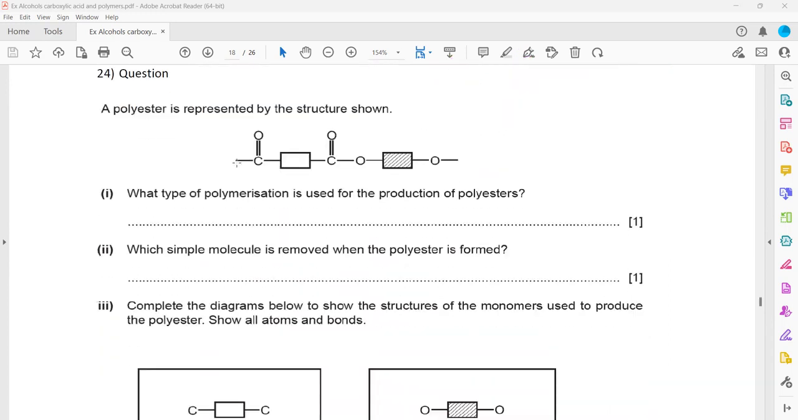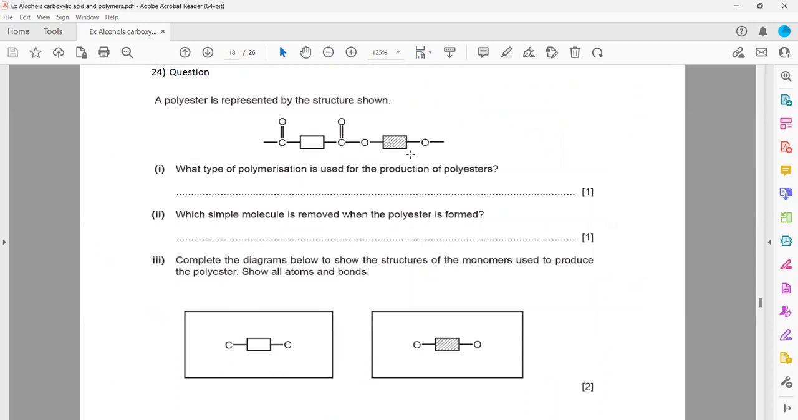In question 4, the polyester is represented by the structure, as you can see. What type of polymerization is used for the production of polyester? Condensation polymerization. In condensation, water is eliminated. And which simple molecule is eliminated or removed from this? That is water.